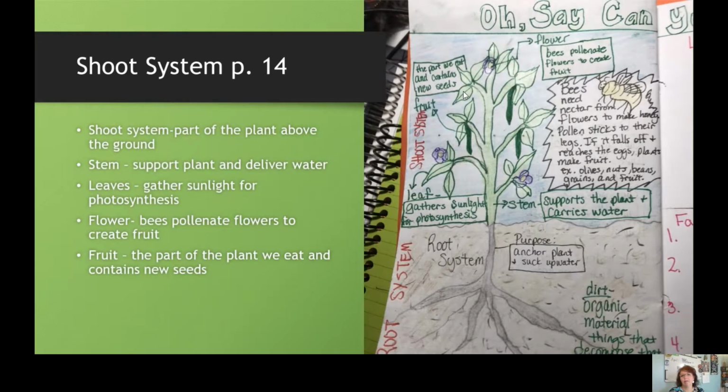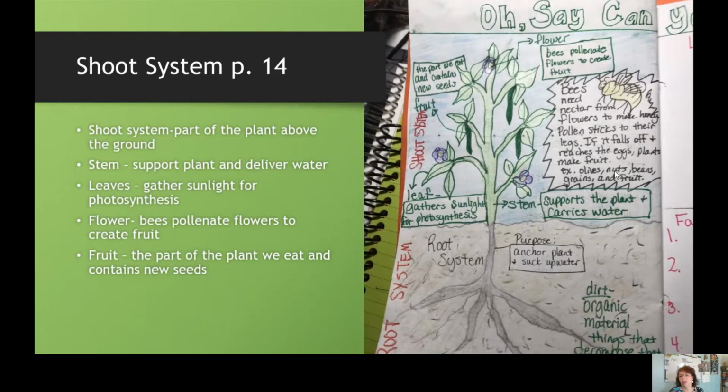That's the fruit. But you can't have fruit without a flower, so I've drawn some little purple flowers. And the purple flower says, bees pollinate flowers to create fruit. So I thought we should give a little bit of attention to the bees. So I drew a bee over here and I wrote buzz on the side. Bees need nectar from flowers to make honey. Pollen sticks to their legs. If it falls off and reaches the eggs, then plants make fruit.